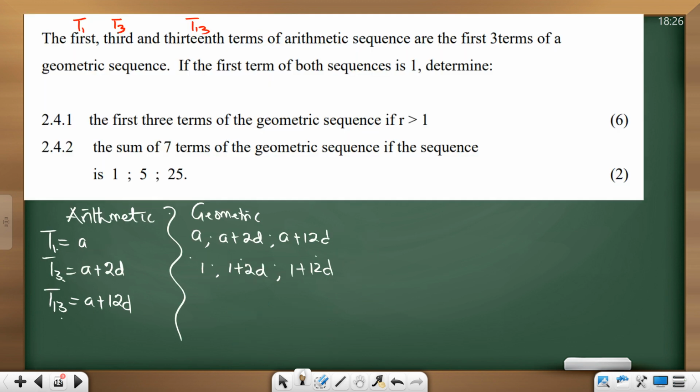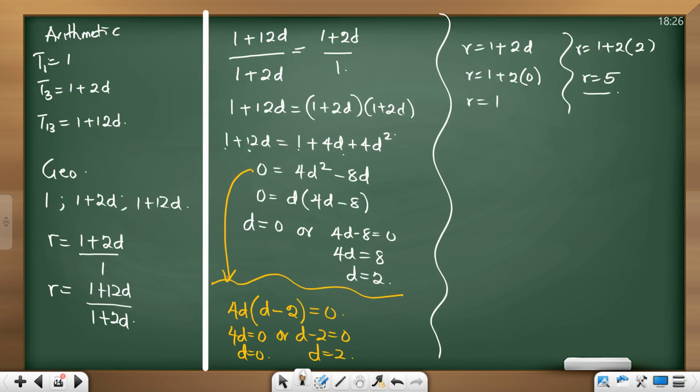They said the first 3 terms, if r is greater than 1. So which number is greater than 1? R equals 5. R is greater than 1. Automatically, we can get our terms now.